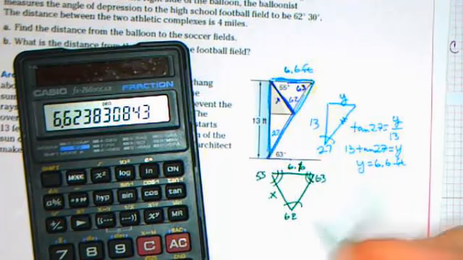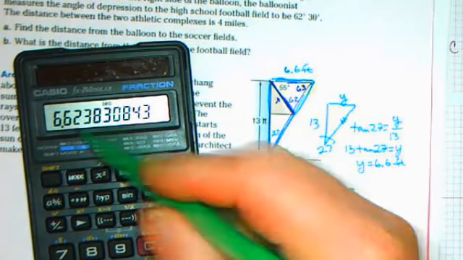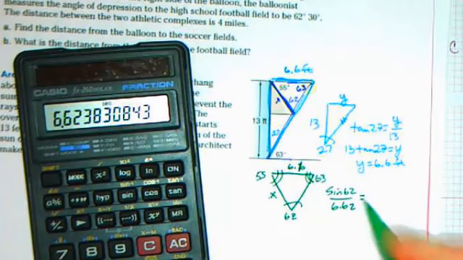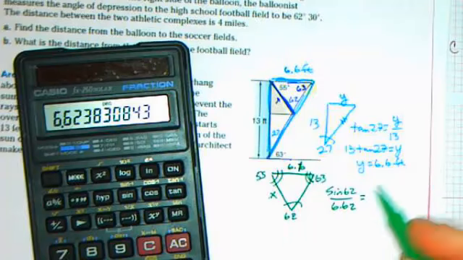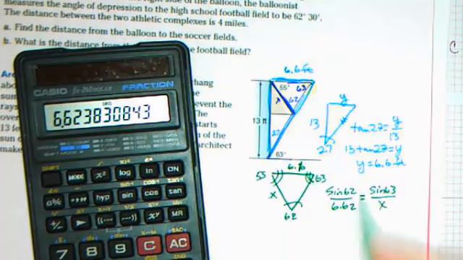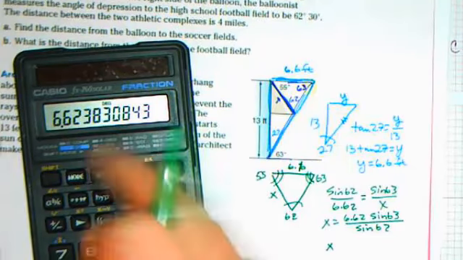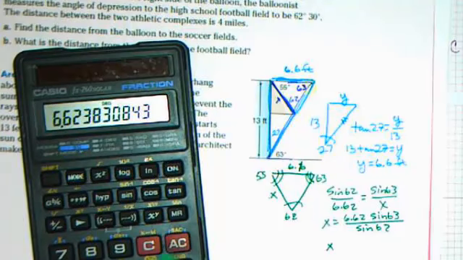So let's see, sine of 62 over 6.6, bring in like another decimal, 6.62, is equal to, doesn't really matter I don't think, sine of 63 over x. We're going to cross multiply and simplify. X is going to be 6.62 sine 63 divided by sine 62. So 6.62 times sine of 63, divided by sine 62, comes out to be 6.68.